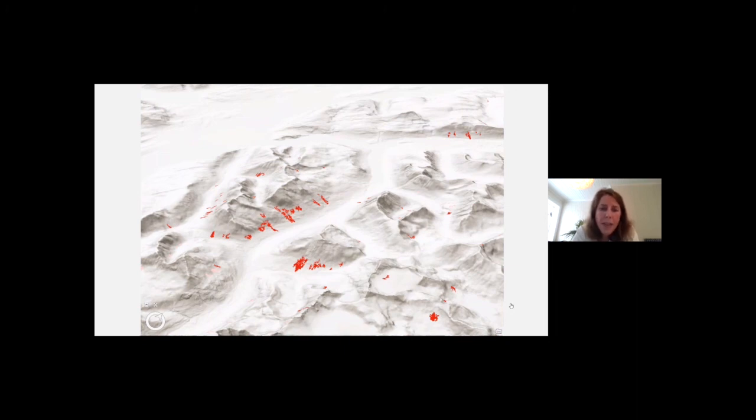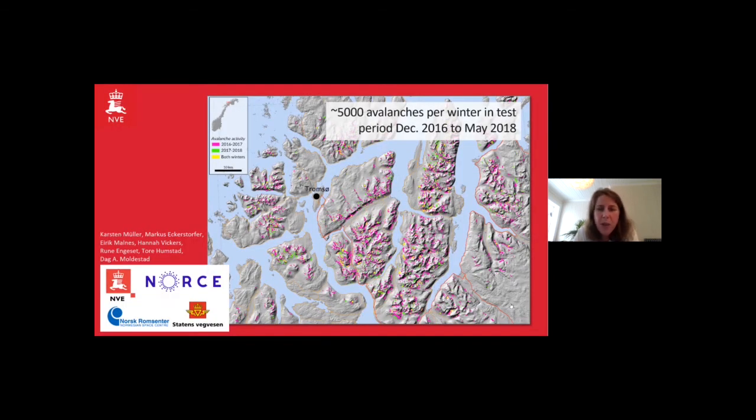And this, of course, makes it very interesting to use this data repeatedly. Here you see the avalanche deposits again. And that's actually what the Norwegian Water and Energy Resources Directorate is doing right now. They're now operationalizing this service for entire Norway.